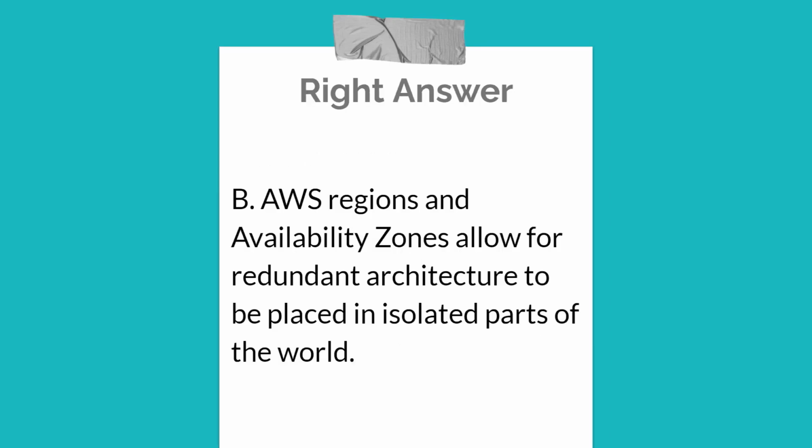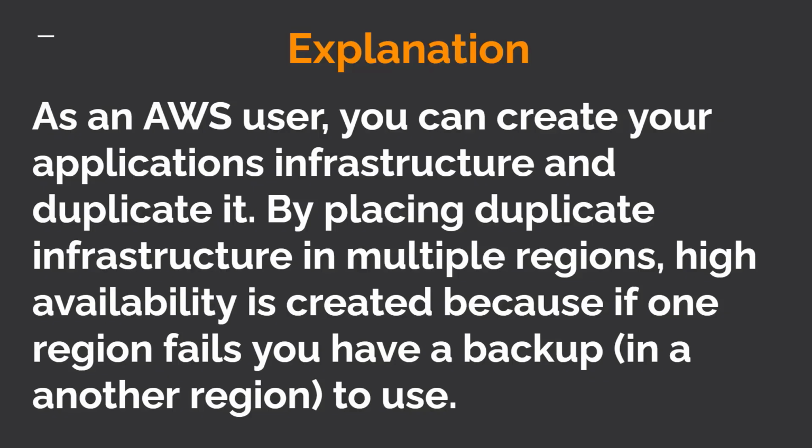Right answer is B. AWS regions and availability zones allow for redundant architecture to be placed in isolated parts of the world. Explanation. As an AWS user, you can create your application's infrastructure and duplicate it. By placing duplicate infrastructure in multiple regions, high availability is created because if one region fails, you have a backup in another region to use.